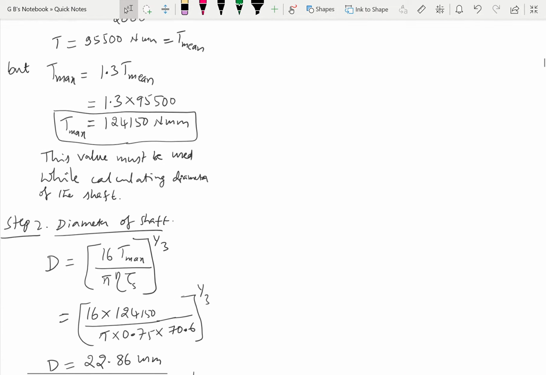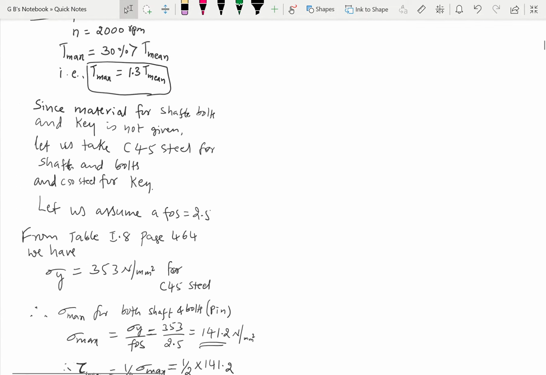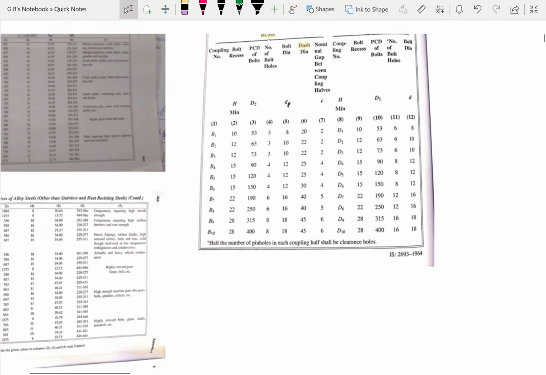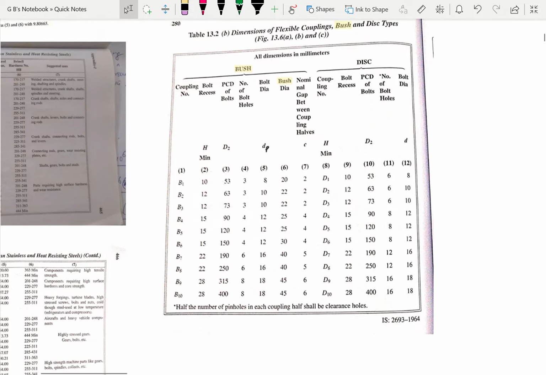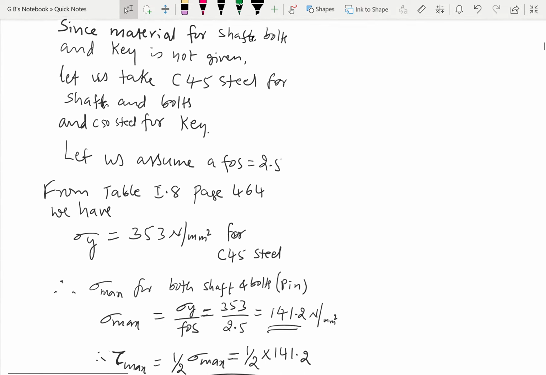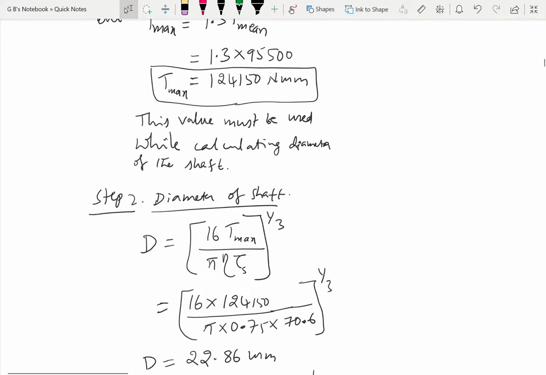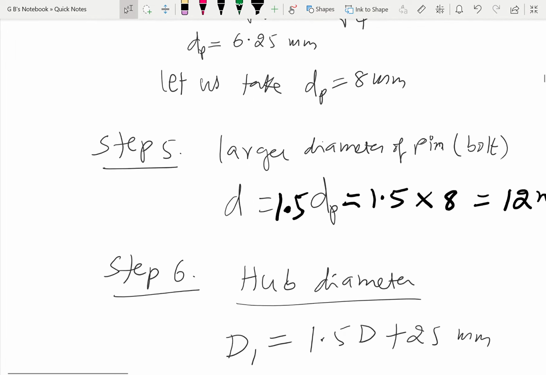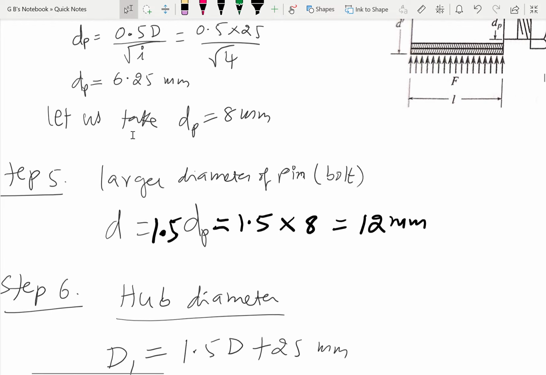So usually, in the standard couplings which are available in the market, you see here we have coupling numbers as B1, B2, B3, B4, B5 like that. You see here bolt diameter dp is 8, 10, 12, 16, 18 like that. That means they have taken even numbers here, so we shall take 8 mm instead of taking 7 mm. We have taken 8 mm. So dp is equal to 8 mm.